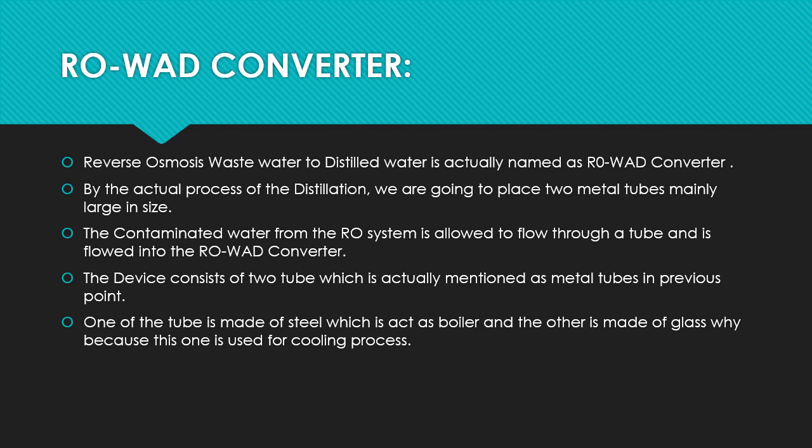By the actual process of the distillation, we are going to place two metal tubes, mainly large in size. The contaminated water from the RO system is allowed to flow through a tube and flows into the RO-WAD converter. The device consists of two tubes, which are actually the metal tubes mentioned in the previous point. One of the tubes is made of steel, which acts as a boiler, and the other is made of glass. Why? Because this one is used for the cooling process.